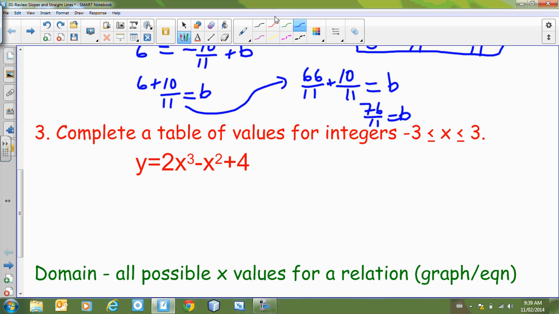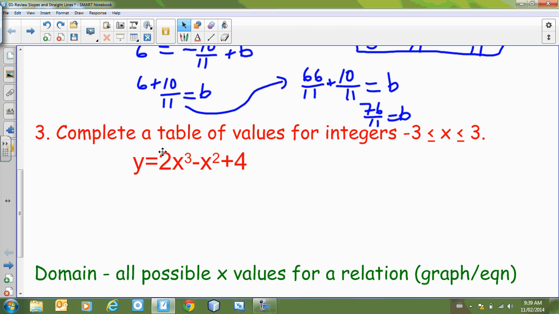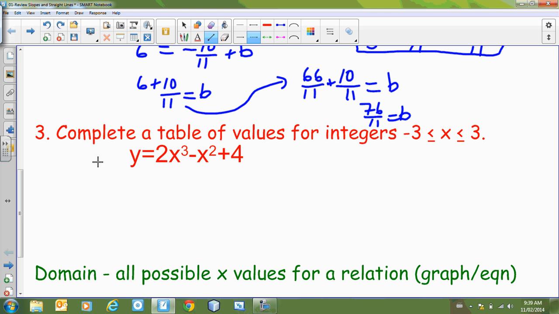So again, just going through these quickly, they are all review for sure. Didn't leave myself a lot of room for this question, but complete a table of values, integer values for -3 through +3. I won't do them all, but just kind of, again, showing how we would go about doing this. Let's change that.